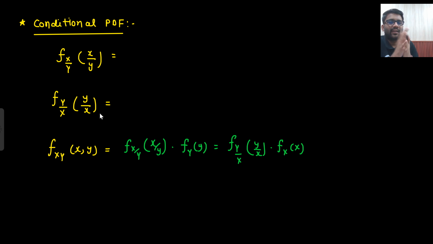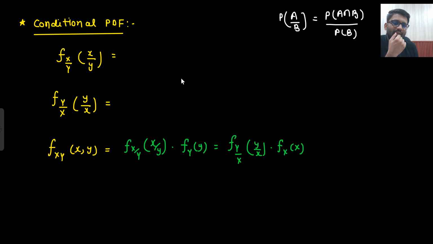Before going on to the next question, we need to study conditional PDF. What do you think? What is conditional PDF? Do you remember the conditional probability? Probability of A given B, the probability of getting A such that B has already occurred. That was P(A intersection B) divided by P(B). So this is just the notation.